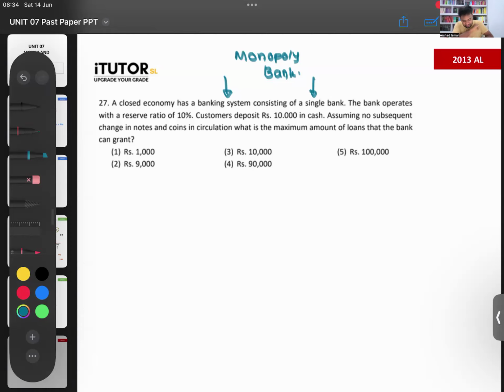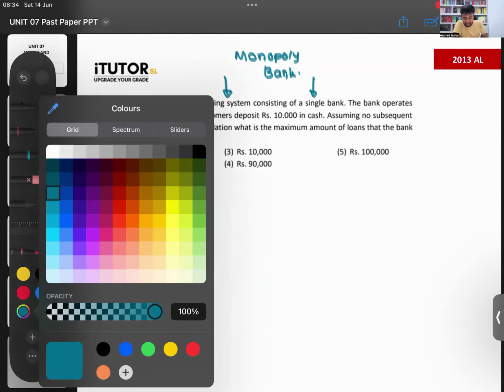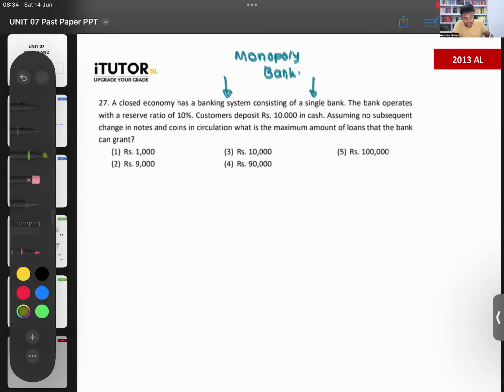So remember, if they give you something like this, a monopoly bank situation, you approach the question as a banking system question. Just make a note and keep. By any chance in your paper, if they give you a question about an entire monopoly bank, you approach this as a banking system question. So if a customer has deposited 10,000 in this bank, they are asking you how much is the maximum loans the bank can grant, but as a banking system.